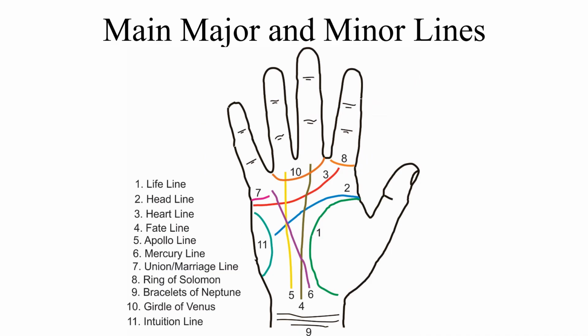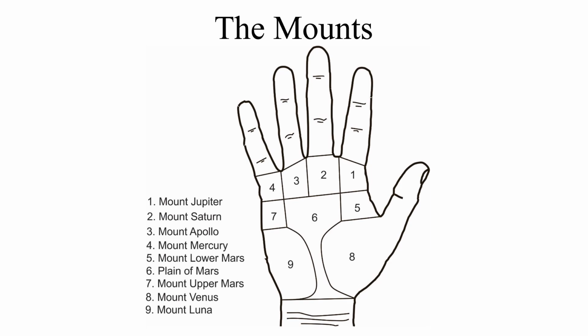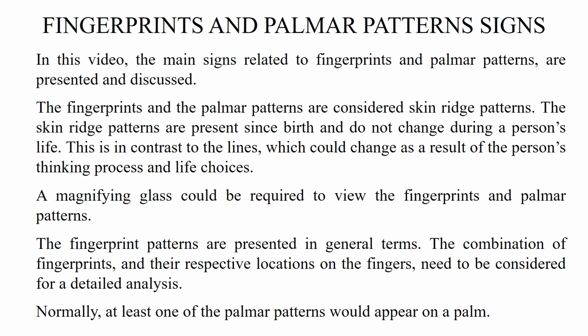This image shows the main major and minor lines of the palm. The lifeline, headline and heart line can be seen on the majority of hands. Your palm would not show every line depicted on the image. This image shows the palmistry mounts. Fingerprints and Palmar patterns signs.